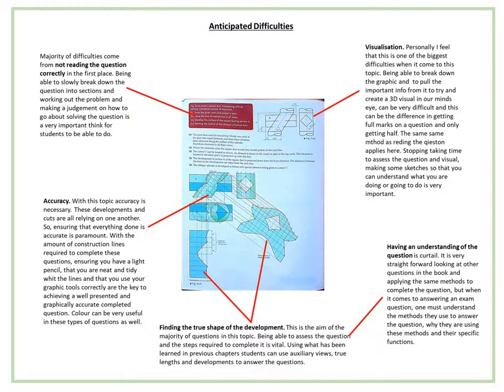And my final, most common, I'd say most difficult part of these questions is the visualization. Personally, I feel that this is one of the biggest difficulties, and being able to break down the graphic and pull apart the important info when it's only given a vague construction or just a 2D image of the plan and elevation. So actually being able to pull it out and actually visualize that in 3D is probably one of the hardest parts of these questions, but also in technical graphics it really is a skill that you have to take time with and work on.